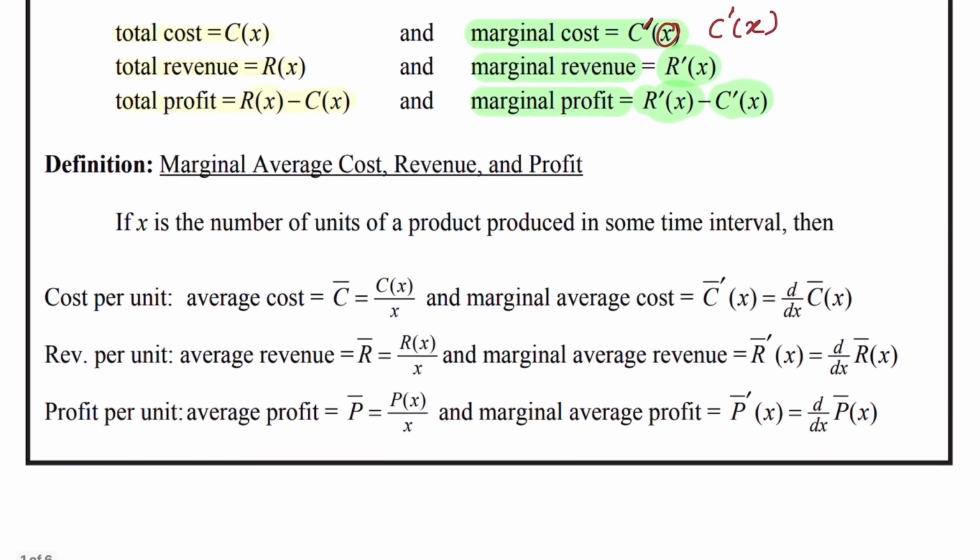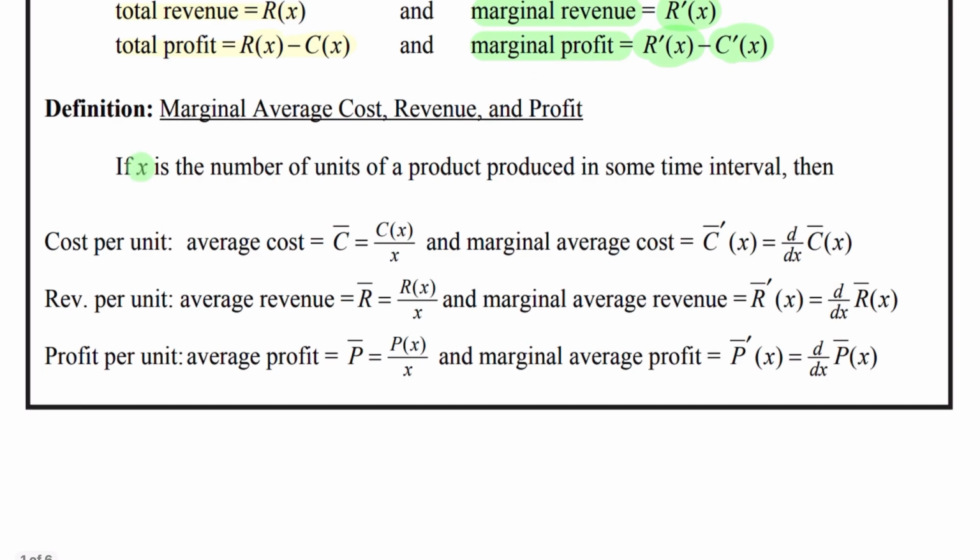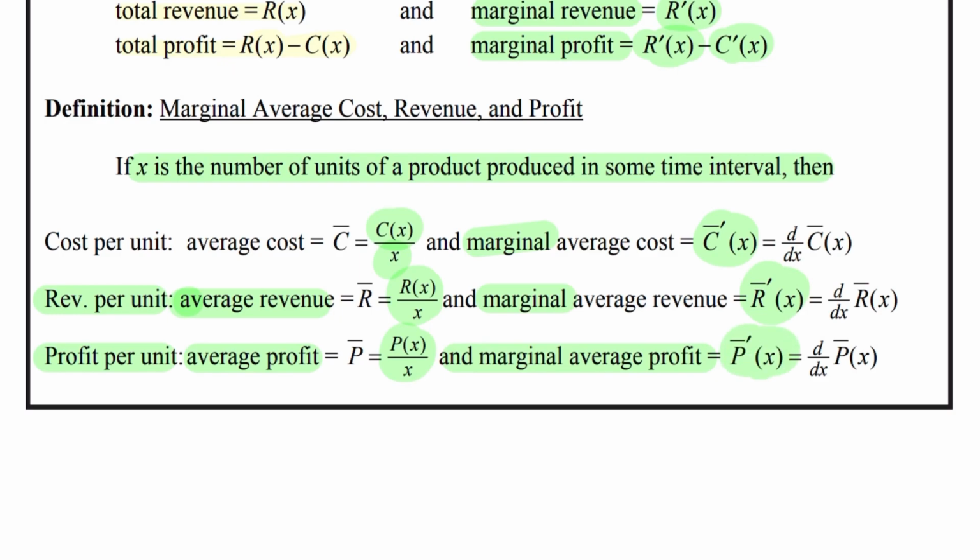Now let's take one more step further. If X is the number of units of product produced in some time interval, then the average cost is C of X by X, and the marginal average cost, as soon as you hear the word marginal, you know it's going to be the derivative. Average revenue per unit is R of X by X. The moment I hear marginal, I know it's going to be the derivative. Average profit is P of X over X, it is per unit again, and the marginal average profit is by default the derivative.